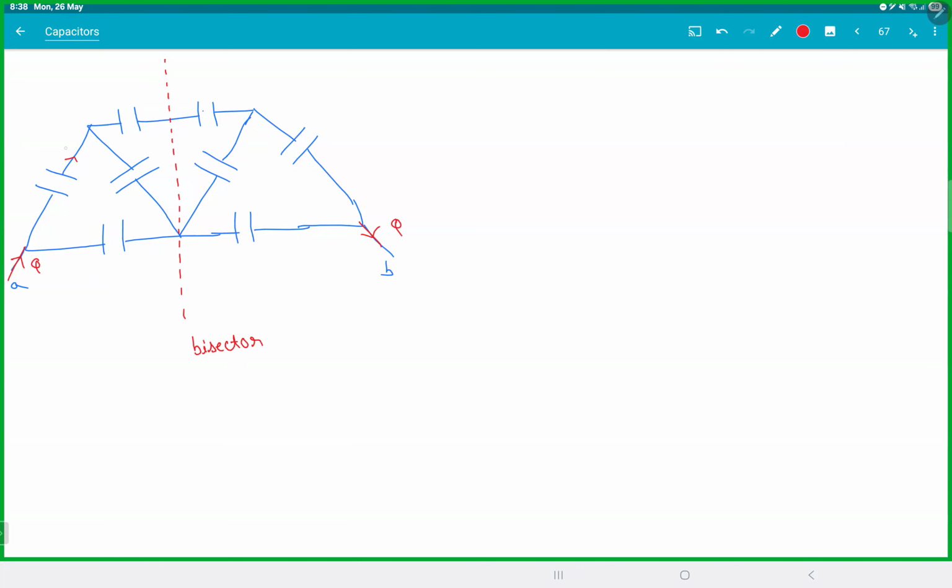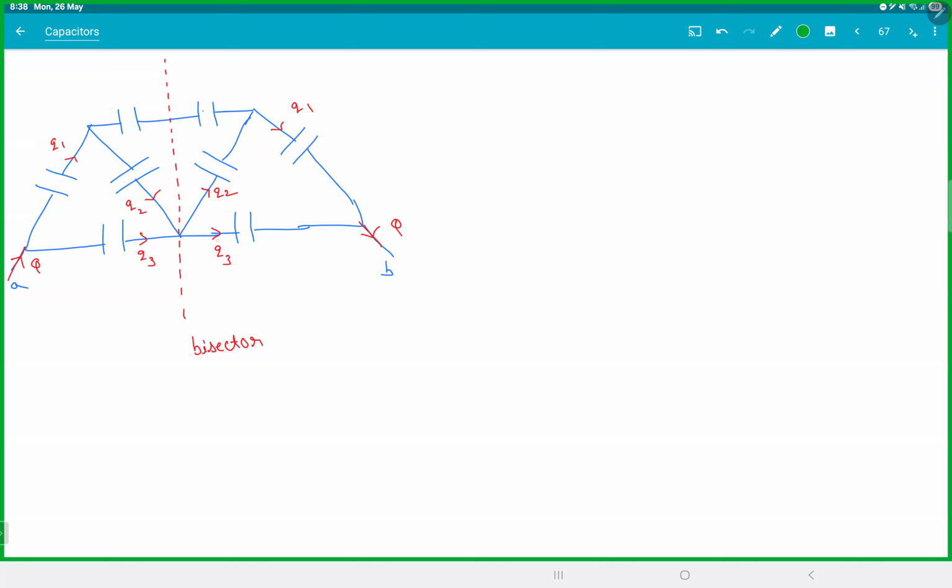It will happen in the reverse. So if in this branch Q1 is going, can I say in this branch Q1 is coming down? Whatever charge goes out, the same charge will come out from here. If this is Q2, then this is also Q2. If this is Q3, then this is also Q3. It's all like a mirror image. What is happening from left to right will happen from right to left here.